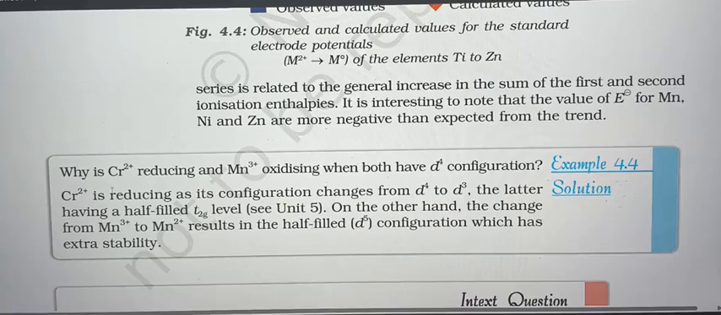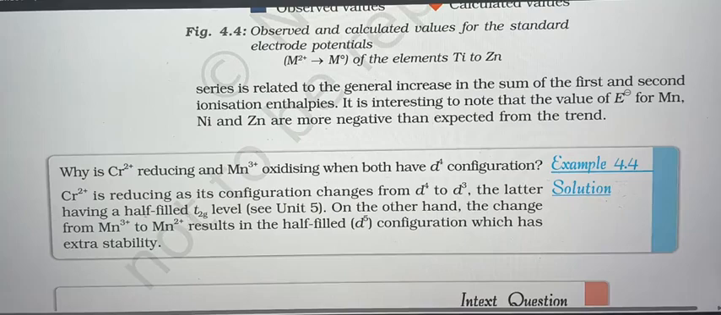Okay, so why is it so eager to give away one electron? Because it will achieve d3, which is more stable. But manganese is so eager to gain an electron. Whenever you gain an electron, you get a negative charge. So remember, 3+ is there. If it is gaining one electron, it will become minus 1. So 3 minus 1 is 2.